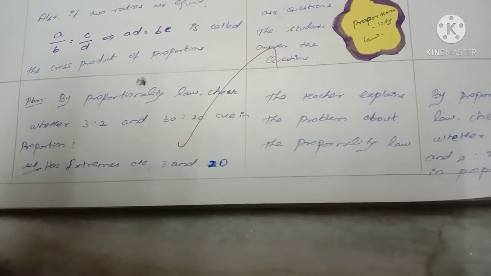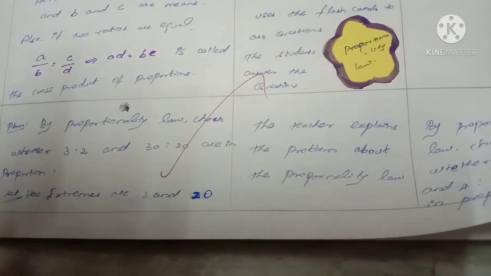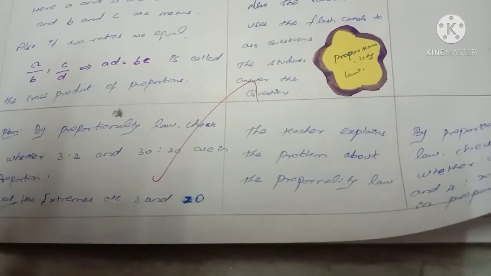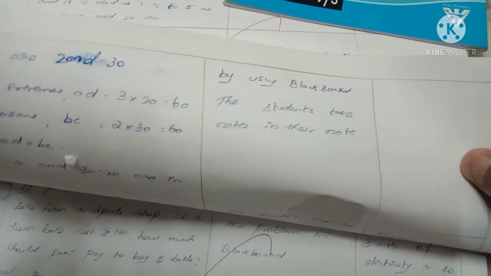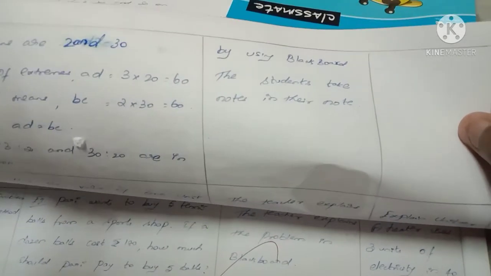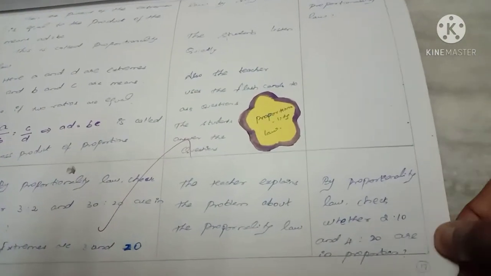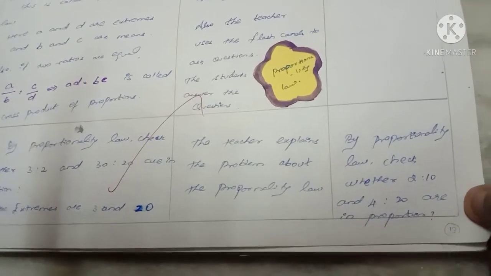Then in the third box, the teacher explains the proposition about the proportionality law. The teacher explains the problem about the proportionality law by using blackboard. The students take notes in their note. In the fourth box, by proportionality law, check whether 2:10 and 4:10 are in proportion.